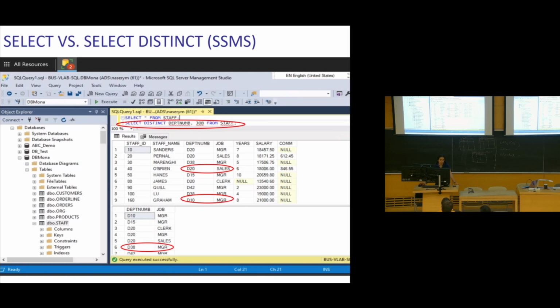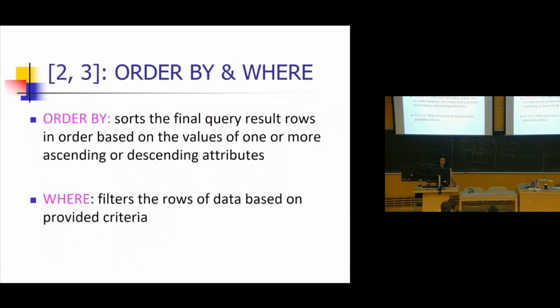You see the departments here? Are they distinct? No. D2N is repeated. Does it select distinct jobs? Again, no, right? But the combination now is distinct, right? It may not show everything again, but selecting distinct department number and job from staff, the combination now is the same, the distinct.